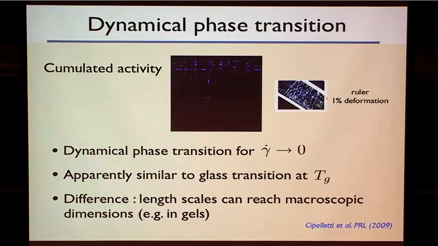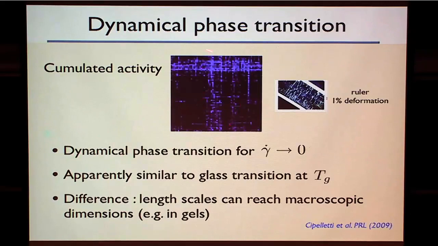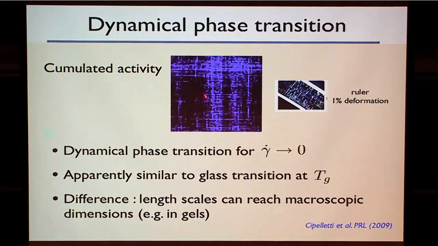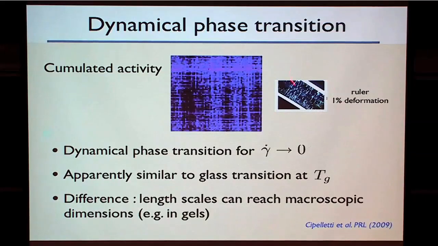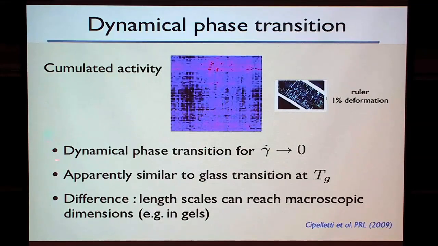Okay. This is now a picture of the cumulated activity. You can imagine this when you deform a ruler, then you can see where the cracks appear. So this is the equivalent to that. And you see that this is very heterogeneous. And we believe that there is a dynamical phase transition when the shear rate goes to zero.